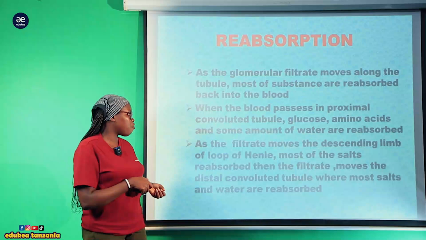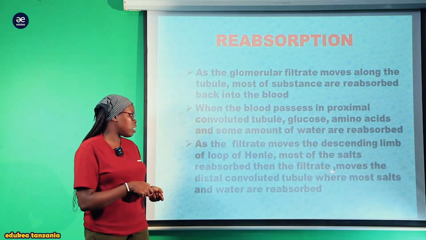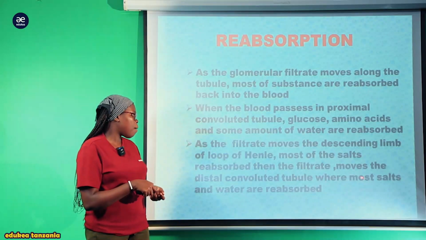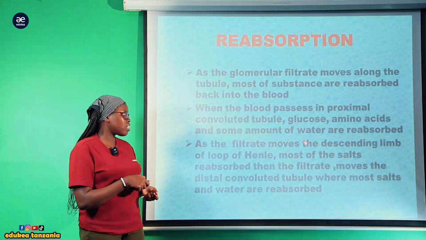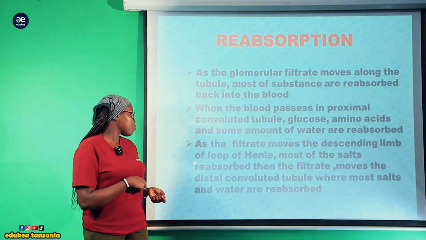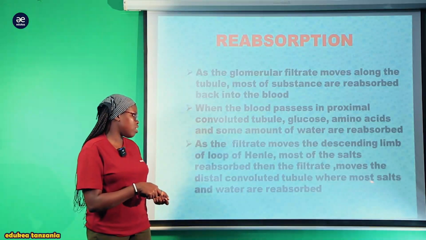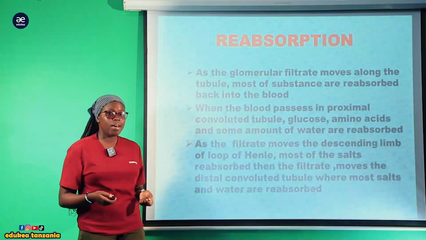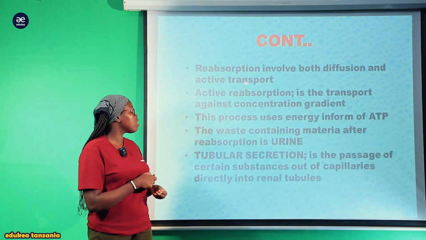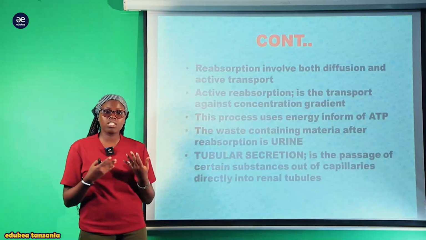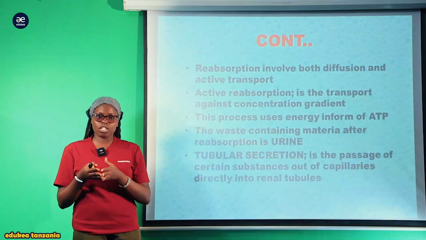Descending limb of loop of Henle, most of salt zinakuwa reabsorbed, then the filtrate move the distal convoluted tubuli ambapo most salt and water are reabsorbed. Kwa hiyo tunataka kuangalia katika descending limbs hizi hapa salt zenyewe zinabe reabsorbed lakini maji yanakuwa yanatolewa, lakini katika distal zenyewe salt and water zinakuwa reabsorbed. Baada ya hapo reabsorption involve both diffusion and active transport. Hii hapa reabsorption inatokea katika 2 means of transportation ambapo kuna diffusion na active.